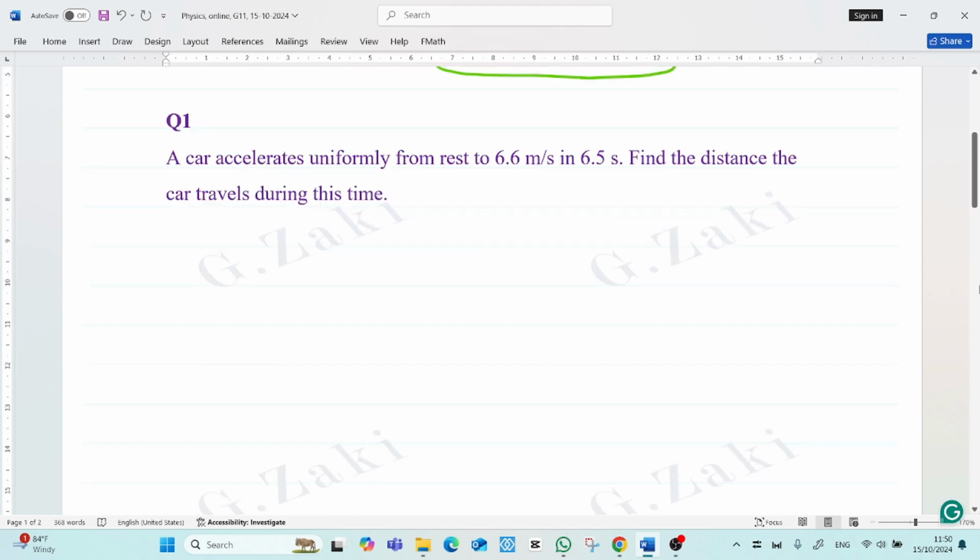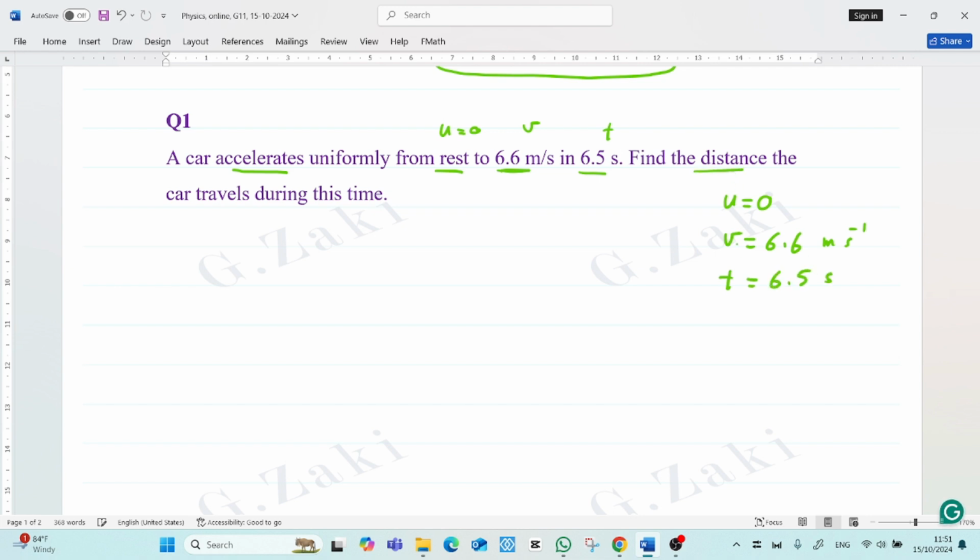In question number one, it says a car accelerates uniformly. Then this is acceleration. From rest, the initial velocity equals 0, to 6.6. This is the final velocity. Then the given is the initial velocity, which is 0. The final velocity v equals 6.6 meter per second, in 6.5 seconds. This is the time. So the time is 6.5 seconds.